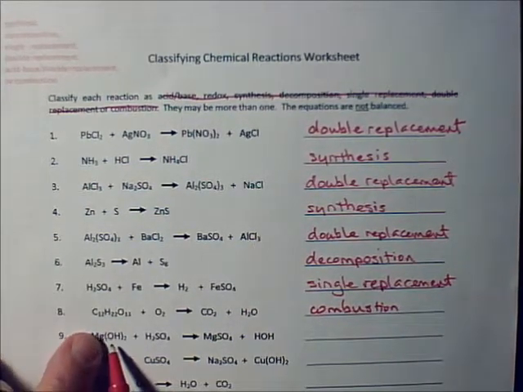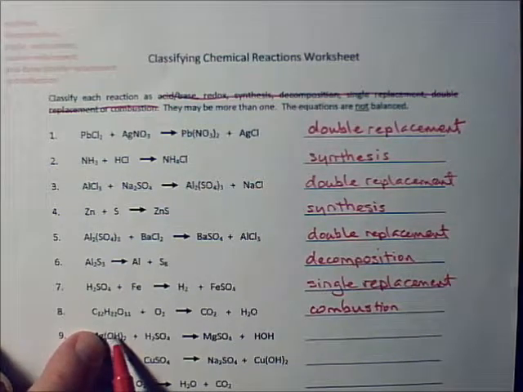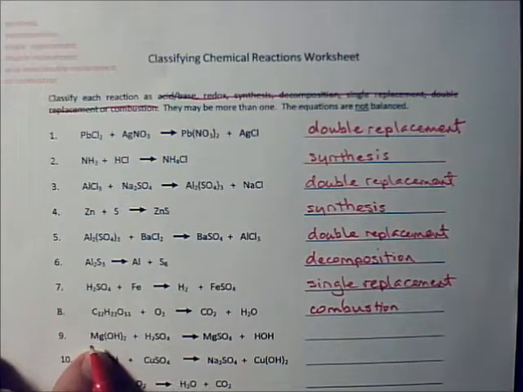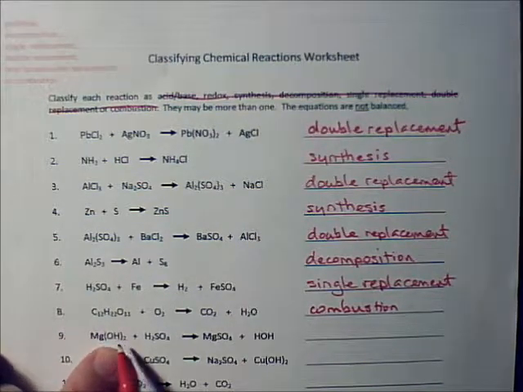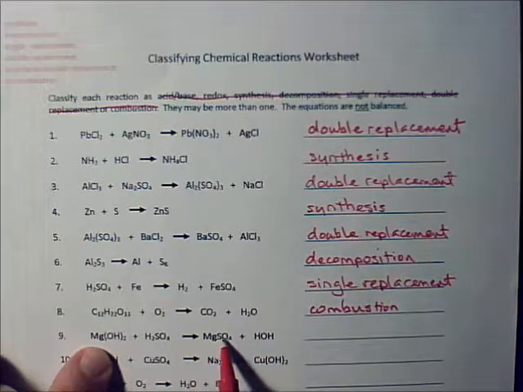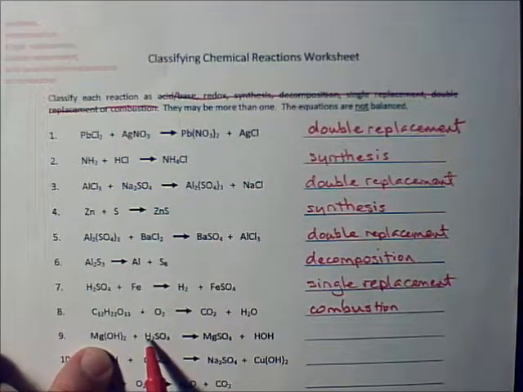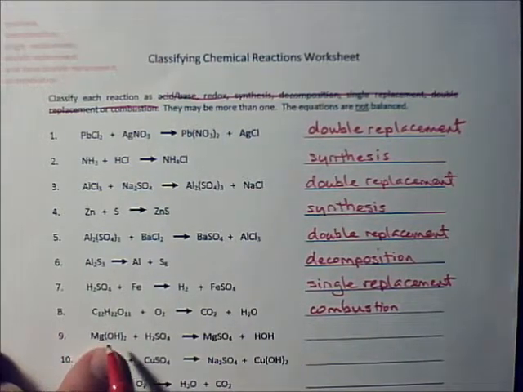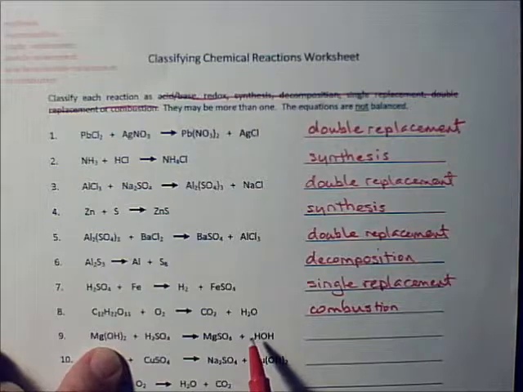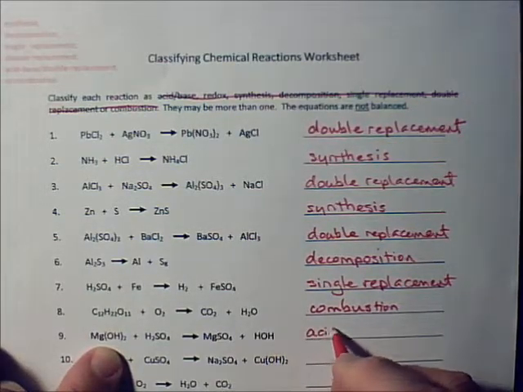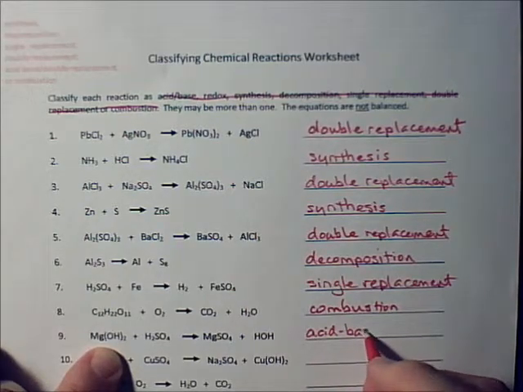Now here we've got a compound that has a hydroxide on the back. Here's a compound with hydrogen on the front, so this must be an acid. It's sulfuric acid. This is magnesium hydroxide. The magnesium is going to join up with the sulfate to make this. The hydrogen on the front of this acid is going to join up with the hydroxide here to make water. That is acid-base double replacement, the way I ask you to classify it.